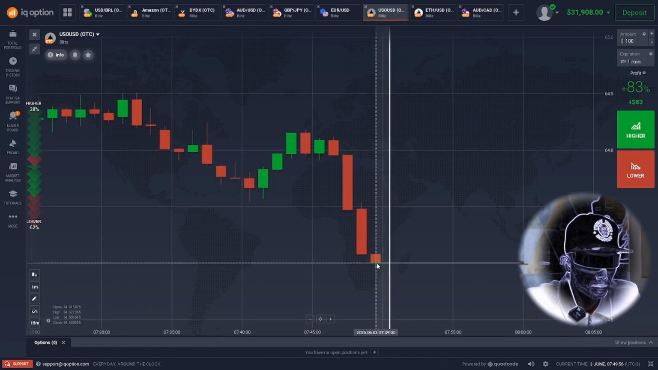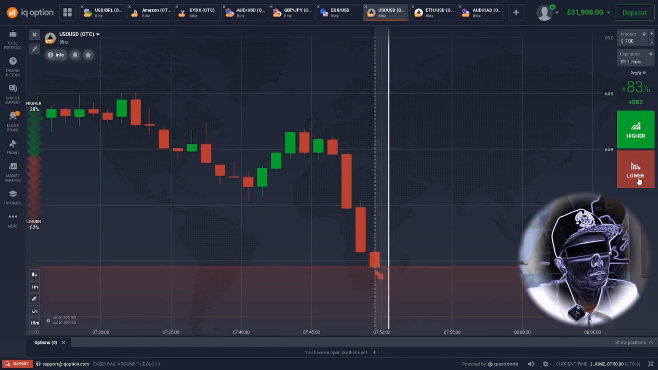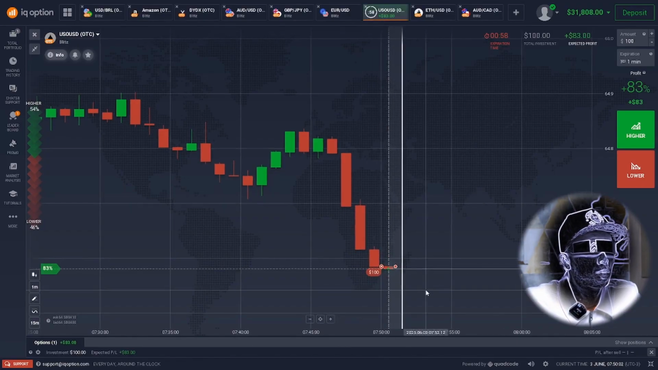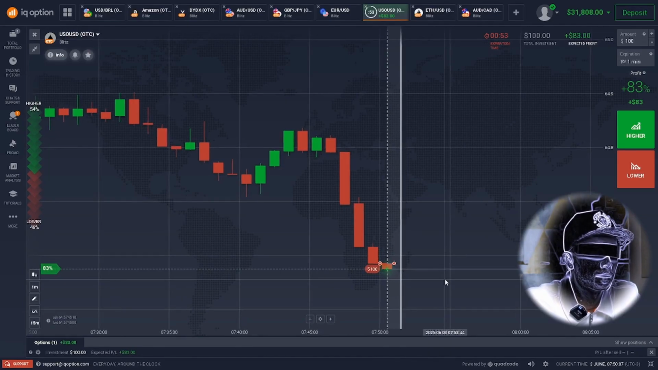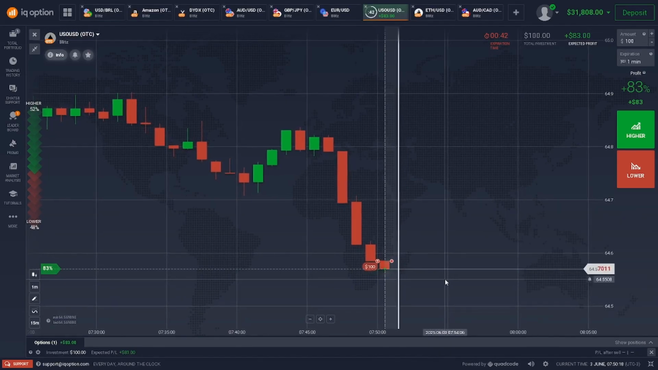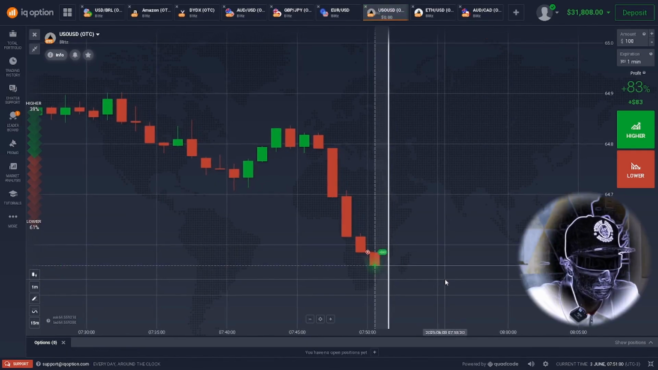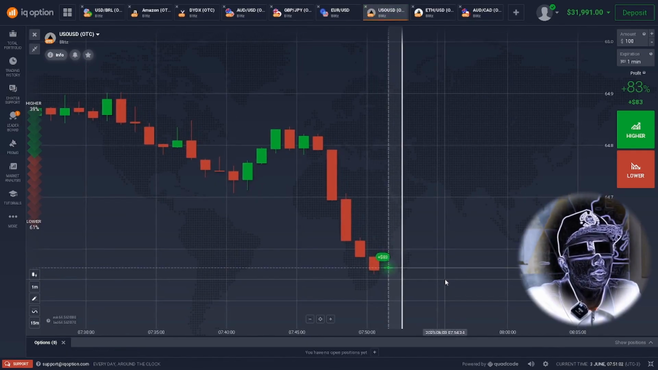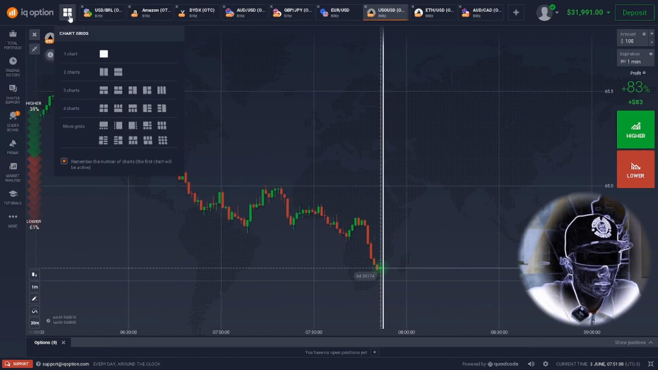Here, with the downtrend, the price should continue its movement. So all the signals are clear. And we enter a 1 minute trade for decrease. Let's see how this trade ends. Excellent. The first trade is in the bag. Let's look for more setups according to the strategy.